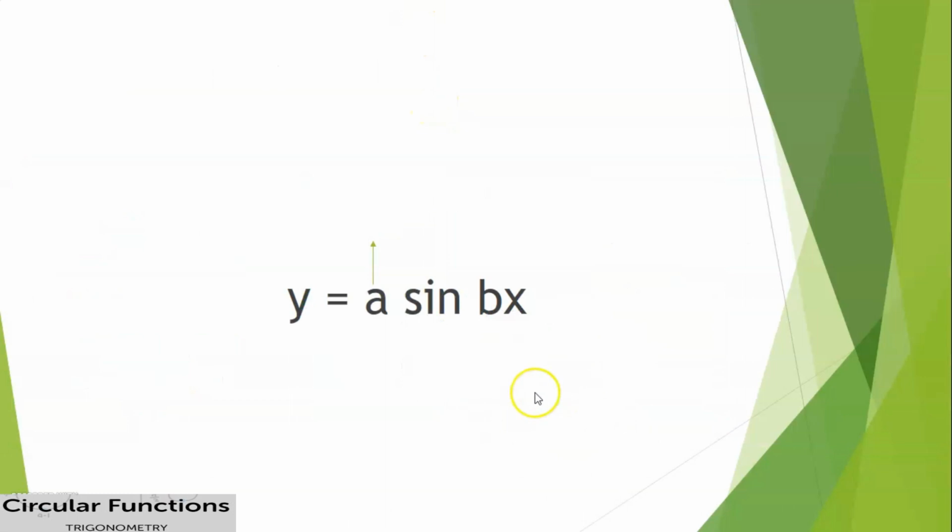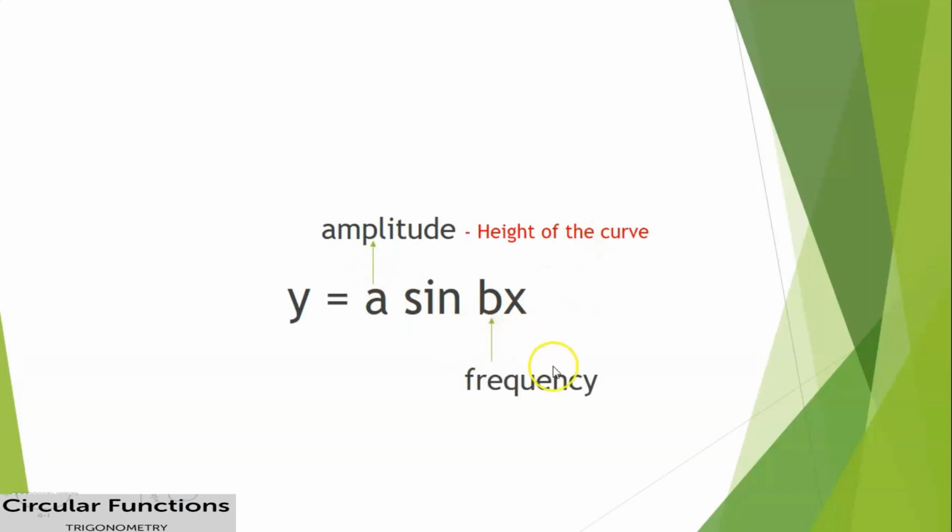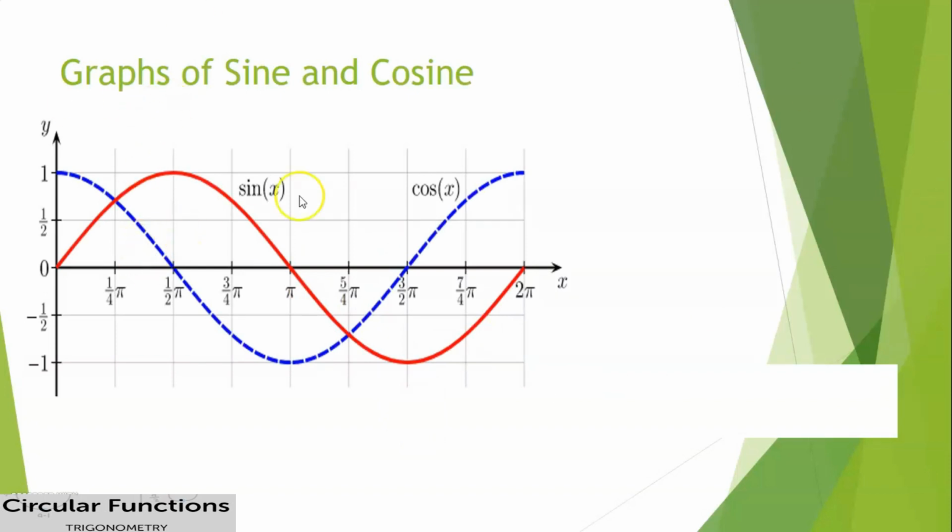Now, for a sine equation, y is equal to a sine bx. The a here stands for amplitude, or basically, the height of the curve. The b is the frequency, which is the number of cycles within 360 degrees. So take note, that's y is equal to a sine bx. Now take note, for the sine curve, we have here the red graph. For the cosine curve, it is the blue graph. So why is it like this?